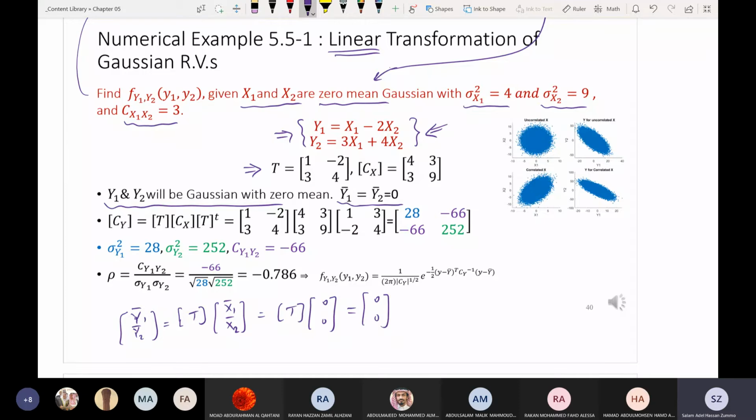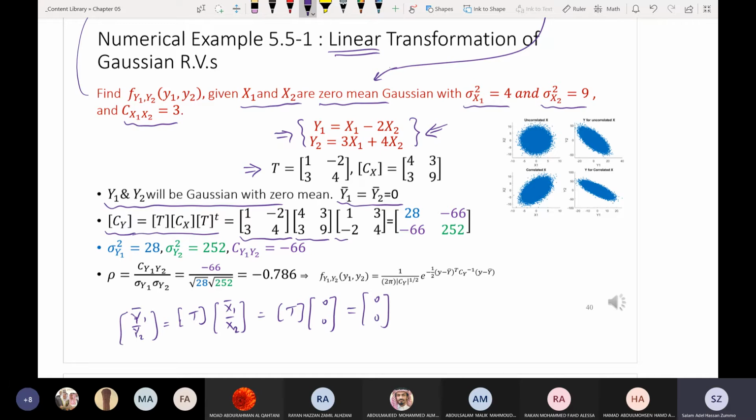Okay, this is the first thing. The second thing I need to find is C of y, which is the covariance matrix of y. The covariance matrix of y equals, by the rule that we gave you, T multiplied by the covariance matrix of x multiplied by T transpose. T is the same T that we wrote above. The covariance matrix of x, we found it already: 4, 3, 3, 9.